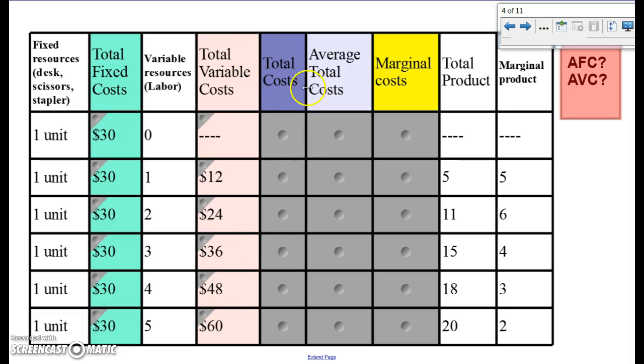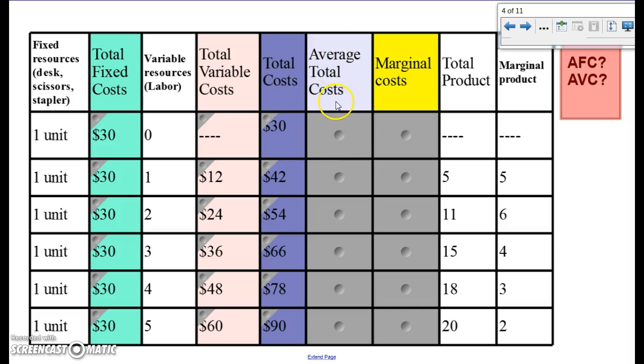Total cost column, all we're going to do is add together our fixed costs and our variable costs. So the total cost with no workers is $30. With one worker, $42. Again, you should pause and make sure that you know how to fill in the rest of this. I will show you what it is. Okay, now we get to the two columns that we have not seen before. Average total cost and marginal cost.